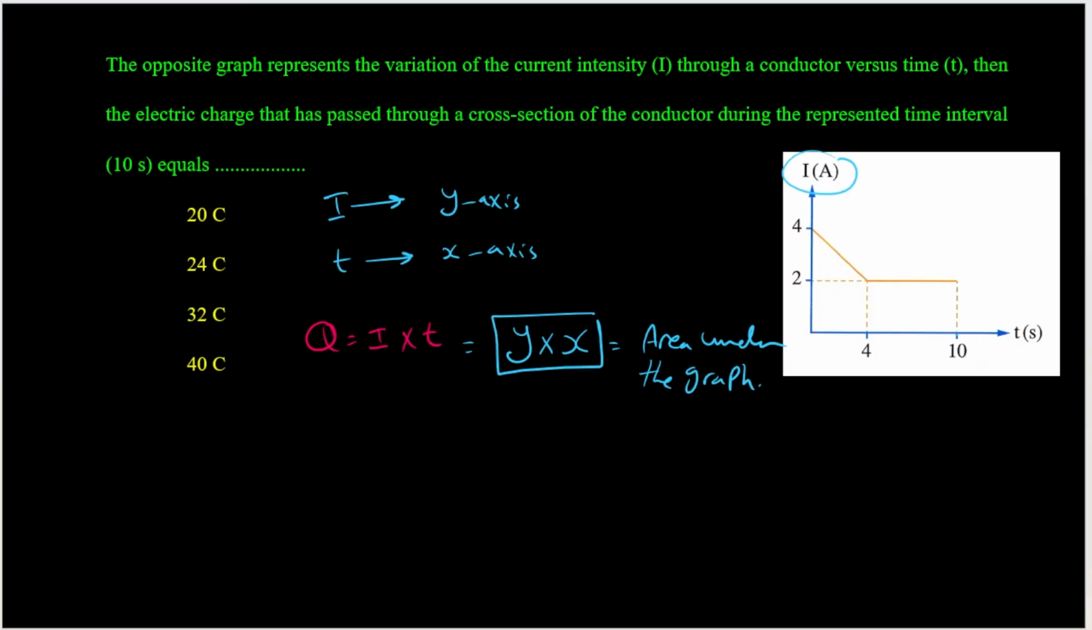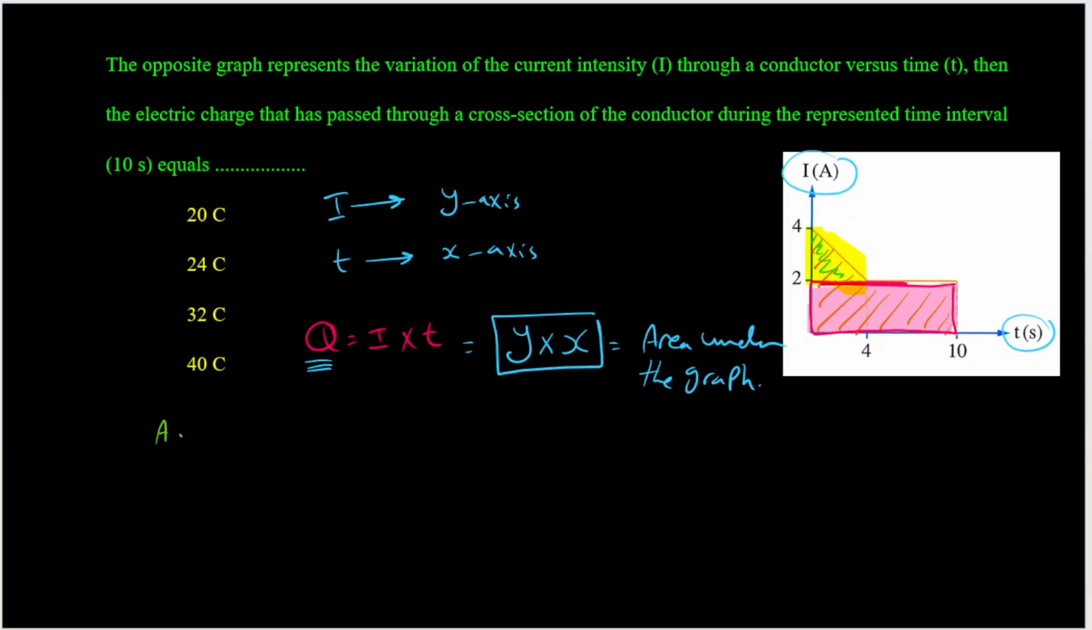So if you have a current intensity time graph and you are asked to calculate the quantum charge, you need to find the area under the graph. How can we find the area under the graph? We need just to divide this shape into two shapes. Can you see? This rectangle, we will try to find its area, followed by the area of this triangle. And the summation of these areas will represent the quantity of charge.